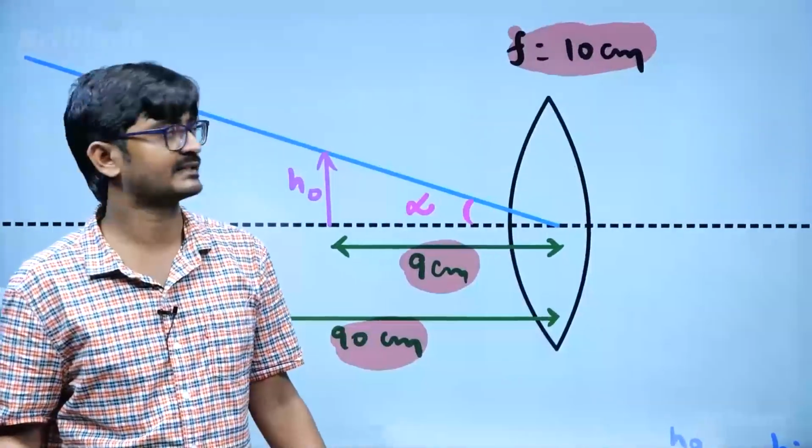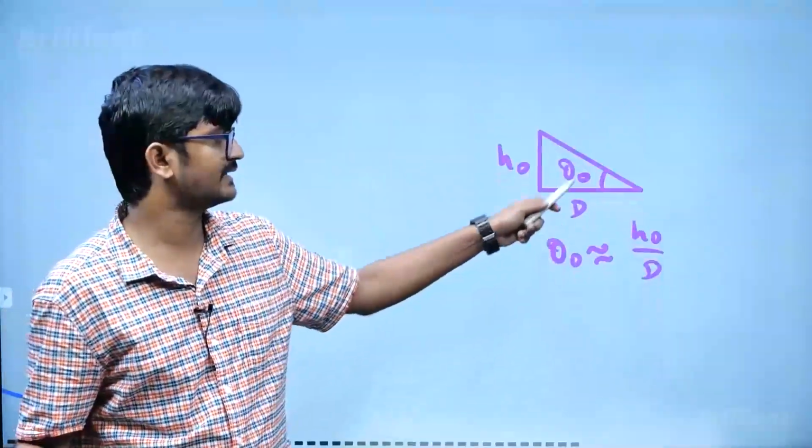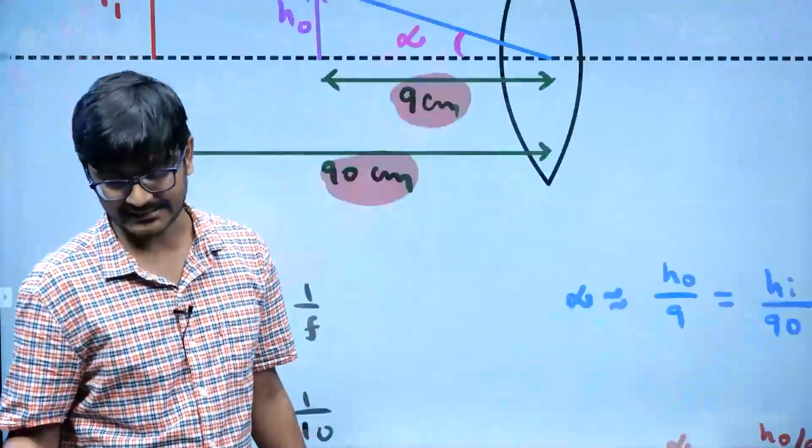Now angular magnification, how to define angular magnification? The old angle, the maximum angle subtended in the earlier case, is this much. Now we'll see what is the angle subtended in the new case.